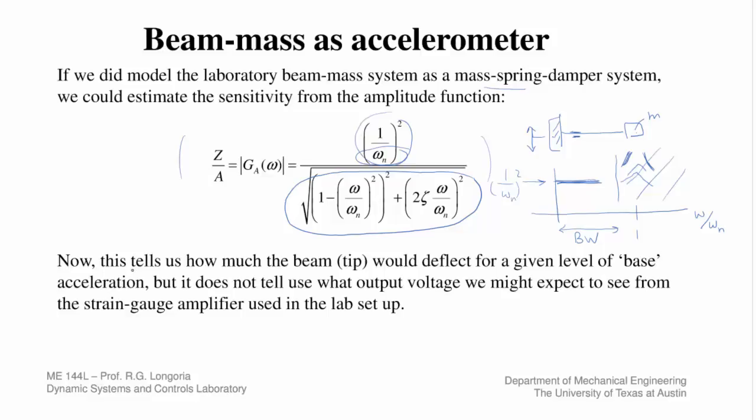And as I'm saying down here, this function tells us how much the beam tip would deflect for a given level of base motion acceleration relative to the base, right? And so if you think about this being a strain gauge system, that strain gauge is going to respond to that difference in deflection, and so you get an output voltage that's proportional to that deflection. And that's what you will look at in lab.